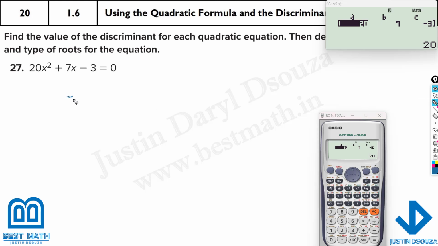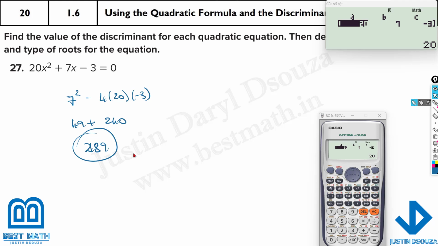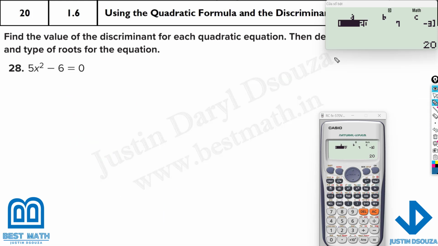So here it'll be b squared, that is 7 squared minus 4 times a is 20 and c is minus 3. So it's going to be 49 plus 80 times 3. You can just do it like 4 times 3 is 12, 20 will be 240 here. Over here it's 289. Yes, 289 is 17, right? I hope it's 17. So that is a perfect square, so it's rational roots. And please do try the others. They're all the same. I'm going to solve it, but now you can stop the video and try solving these by yourselves rather than watching the video now.